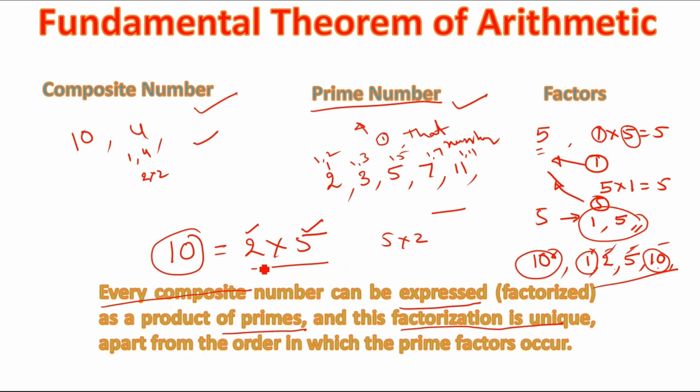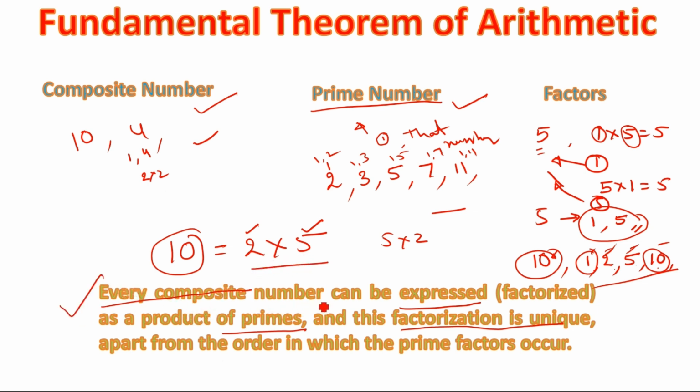We cannot write any other two prime factor multiplications. For 10, you can always write only 2 into 5. You cannot write some other prime multiplication, only these two primes. That means it's unique, but the order can be changed. That's what the statement is.